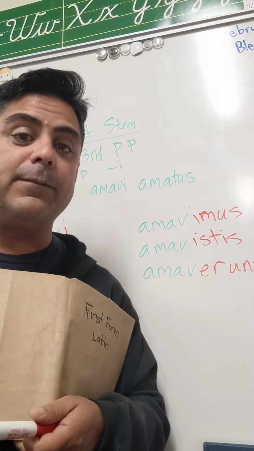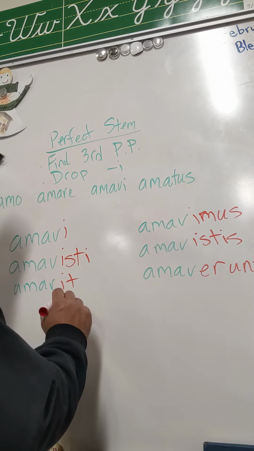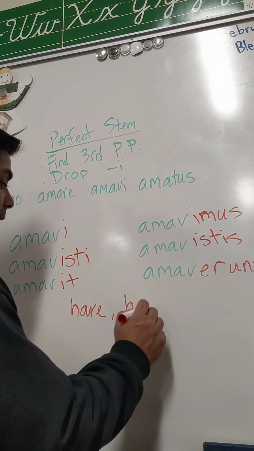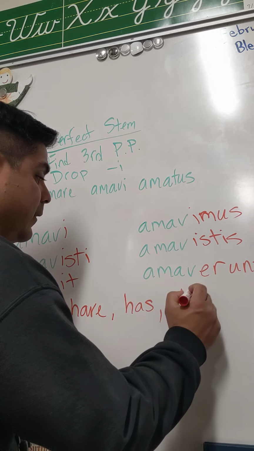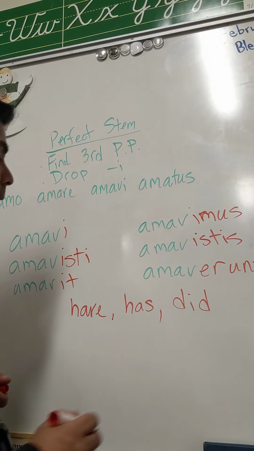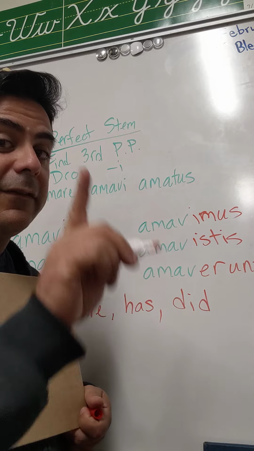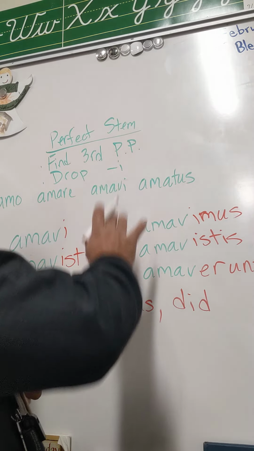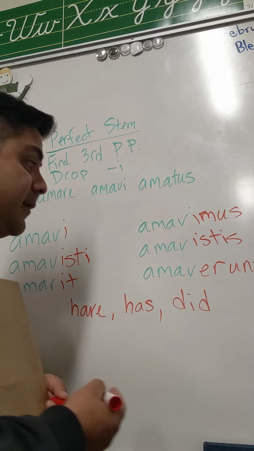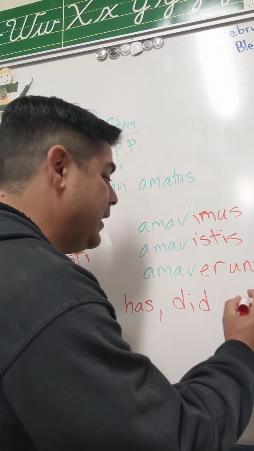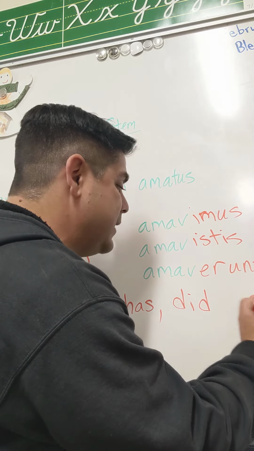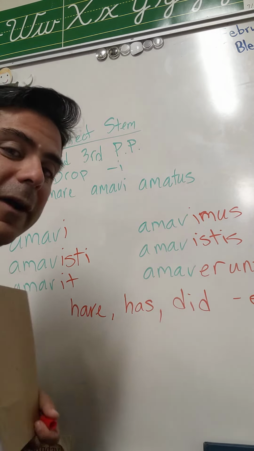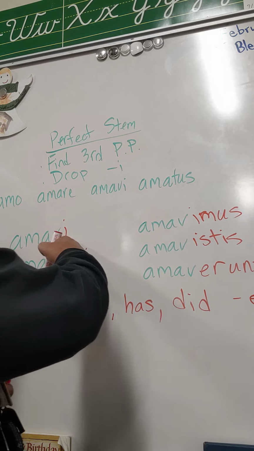And this translates, and this is a little complicated because it can translate three different ways. The helping verbs for these are have, has, and did. Not had, because that would be the pluperfect, which is going to be the next lesson. In the perfect system, it's either have, has, did, or it can be a verb ending in ed. All four of these could be translated that way.